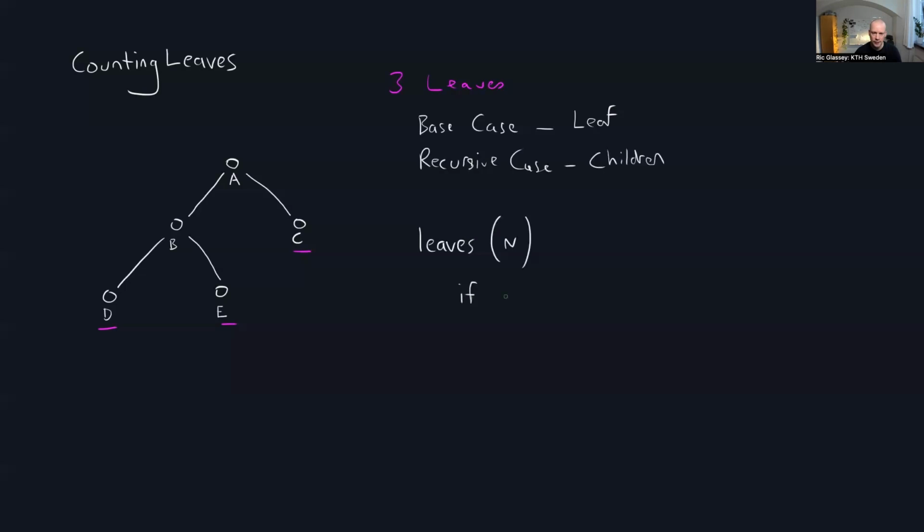Okay, so if n is a leaf node, again in Java that would be it has null for both of the children, then we just, whoops, we don't change the color that way. We just then return, well, we find a leaf node, so we return 1. Okay, otherwise, well, we want to add up all the leaves. Okay, so if we need to have a recursive call, we have 2 branches.